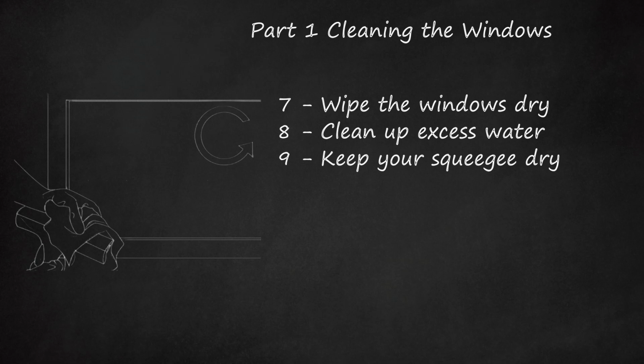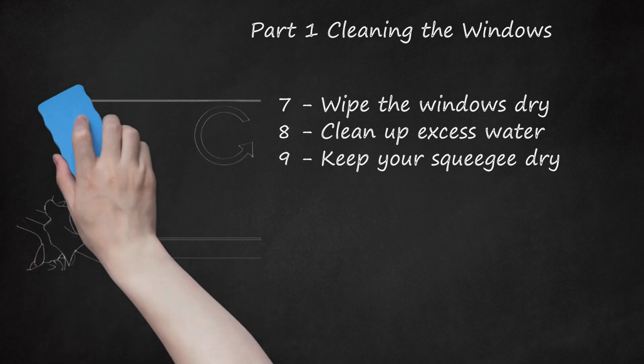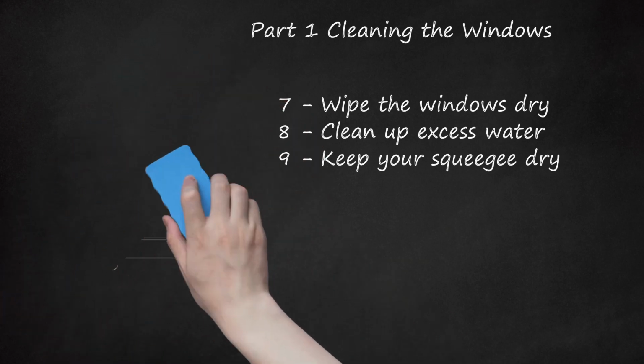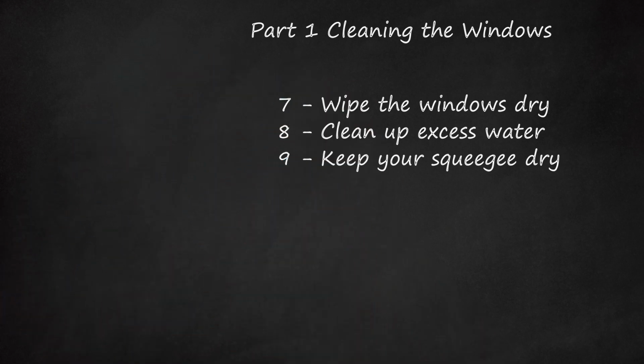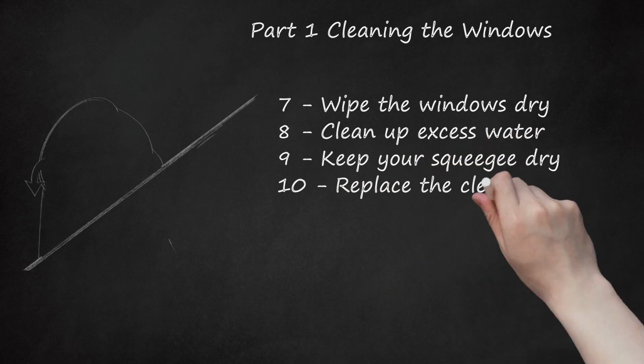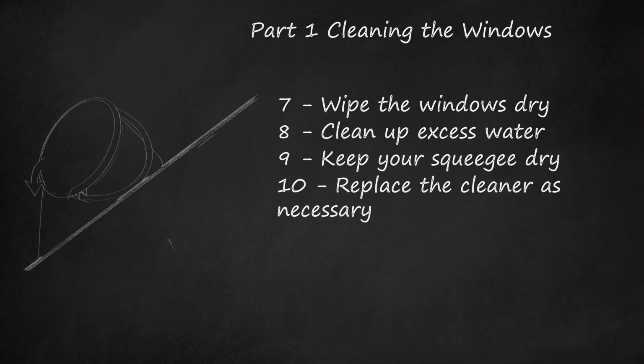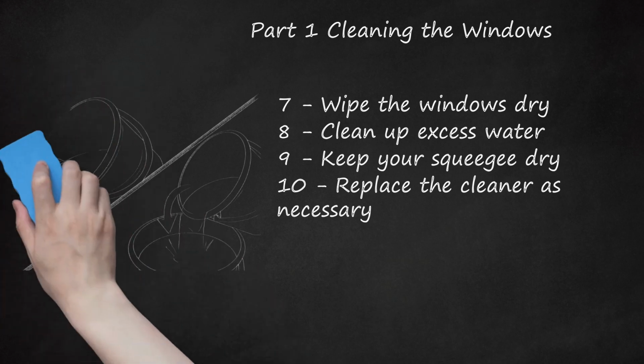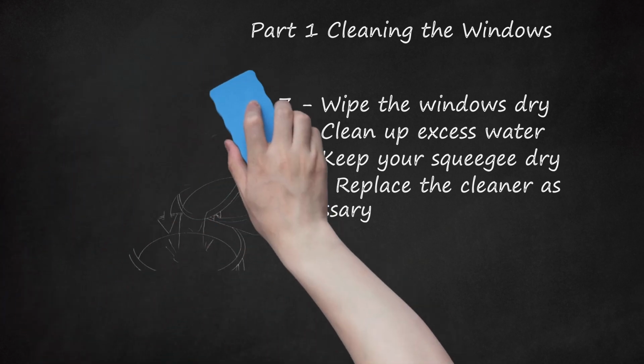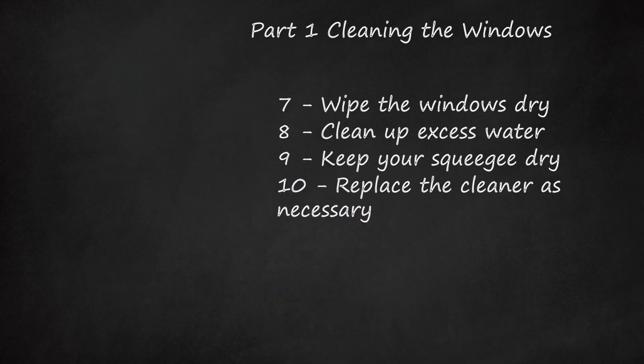Wipe down your squeegee with a dry cloth between each stroke as you dry each window, and in between every window that you dry. 10. Replace the cleaner as necessary. When your water becomes so dirty that it's no longer clean and clear, dump the water and replace it with fresh cleaning solution if you still have more windows to clean. Dirty water will leave dirt and dust deposits on the glass, and this will create streaks.